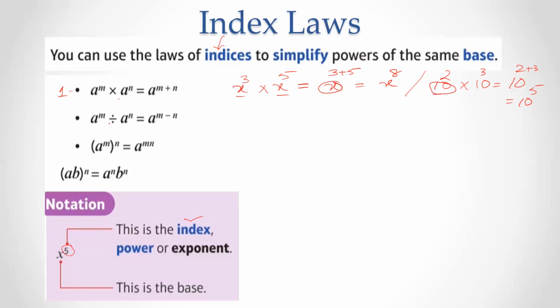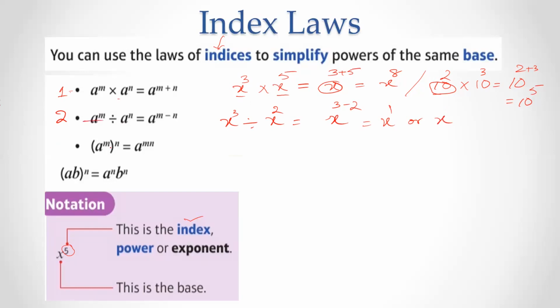The second rule states a power m divided by a power n equals a power m minus n. It means when the bases are the same and being divided by each other, then their powers will be subtracted. So for x power 3 divided by x power 2, we get x power 3 minus 2, which gives x power 1, or we write x with no power shown. If nothing is written as the power of x, it means it is 1.